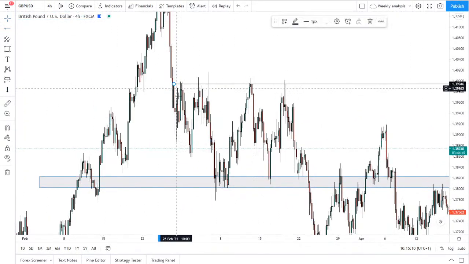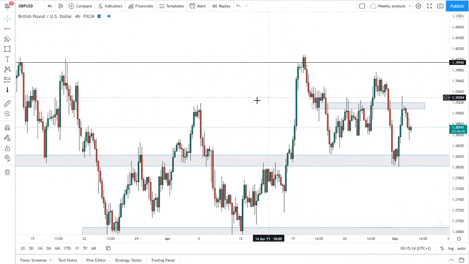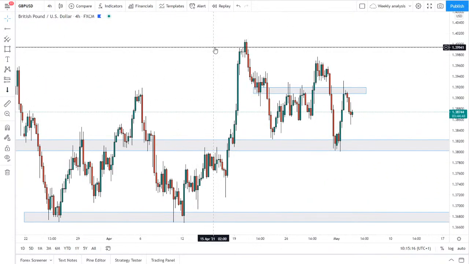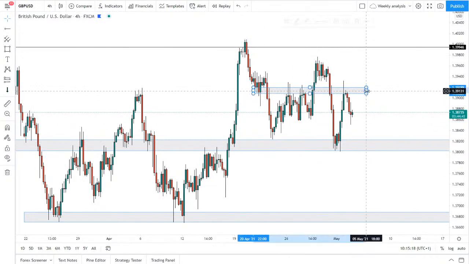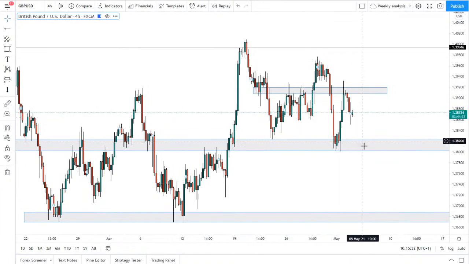So again, around here, as you can see, 1, 2, 3, 4, 5, 6 tests of this area, and price keeps breaking through it. So if you do take out this level here, I do see price pushing back to 1.4, but right now GBPUSD is looking quite bearish, and I think we're going to see that momentum continue a little bit more back into this key area here around 1.38. So bias is to the downside now for GBPUSD, expecting a push back into that same area.